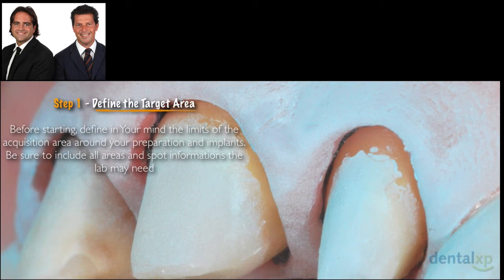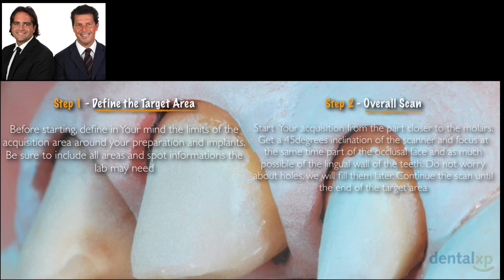So the first step is to define the target area. Before starting, you have to define in your mind the limits of the important area around your preparation and your implant. And of course, you have to speak with your lab technician, and you have to ask him which are the important areas that he wants to have in the scan.